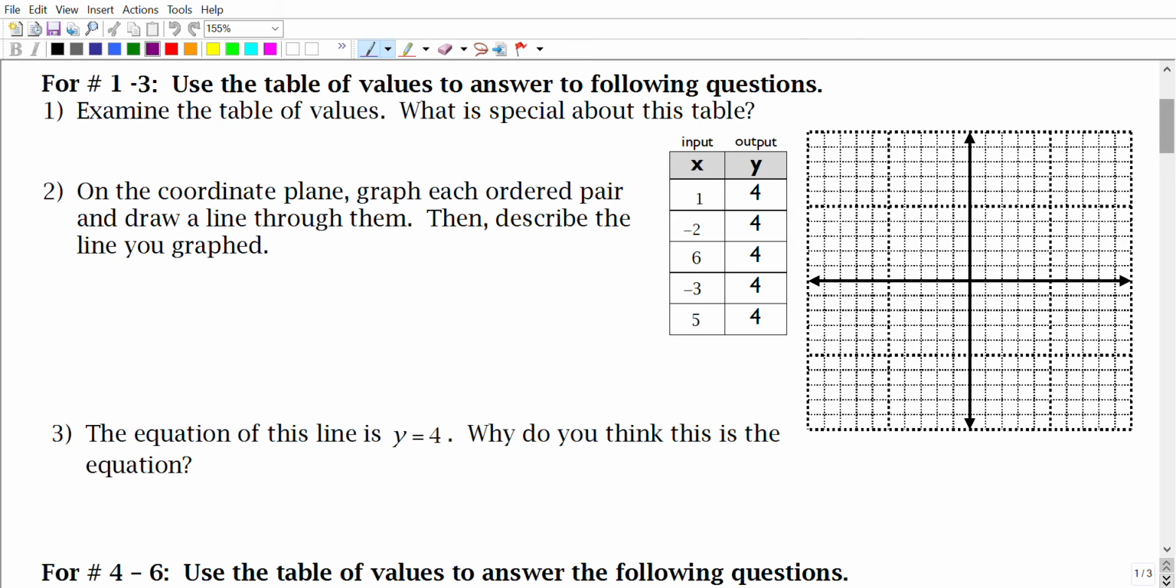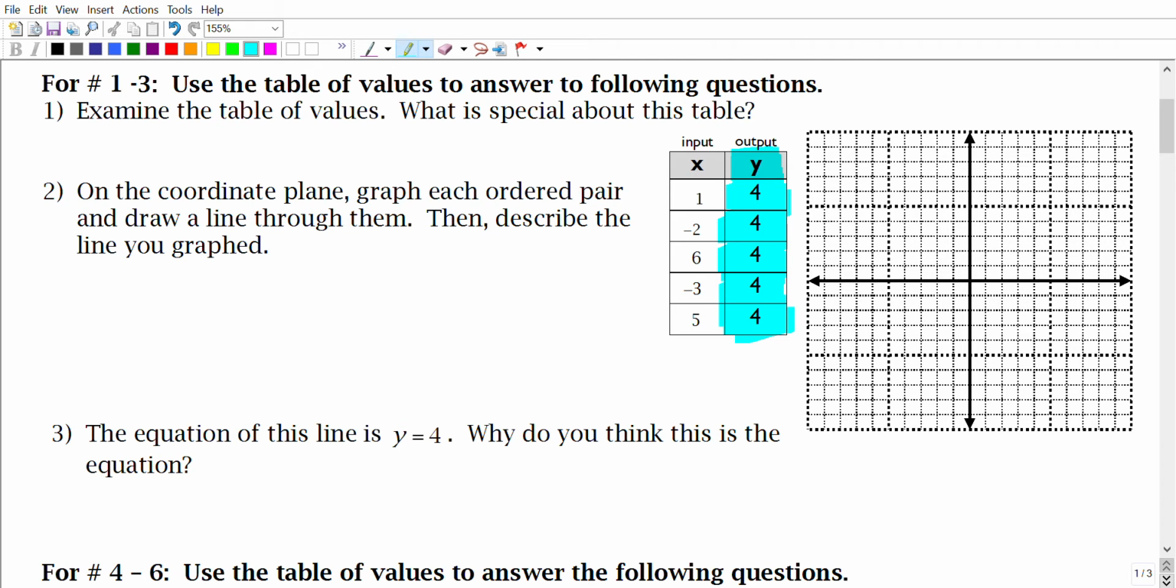It says for number 1 through 3, use the table of values to answer the following questions. It says examine the table of values. What is special about this table? Okay, so go ahead and take a quick look at the table of values and think about what is special about it. Okay, now that you had a chance to think about it, hopefully you came up with the fact that every single output value, or every single y here, was 4.